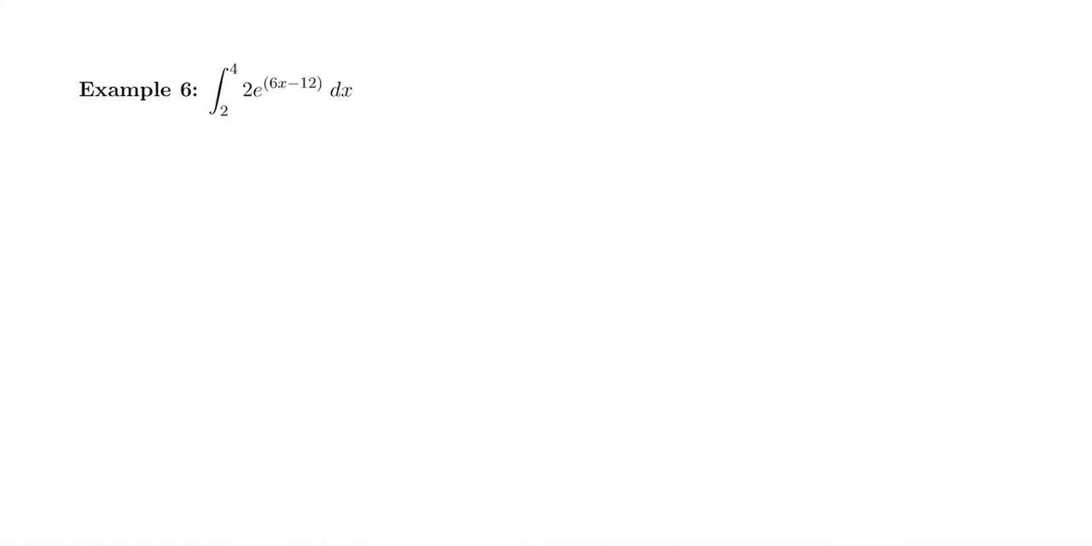Looking at 2 times e to the 6x minus 12, we have e to a power that's more than just a regular x. So I'm going to call that my u. U is going to be 6x minus 12. Now I'm going to take a regular derivative of that, du dx.